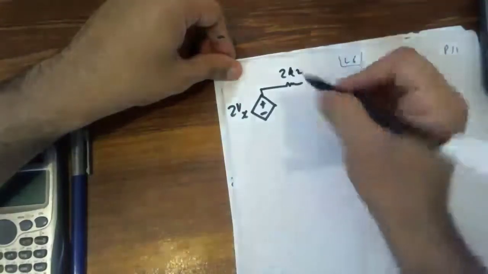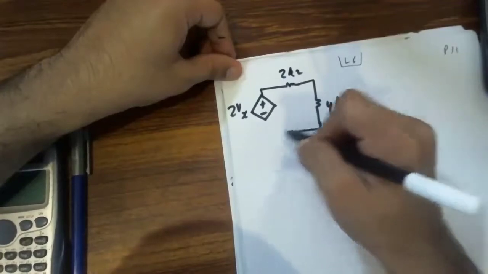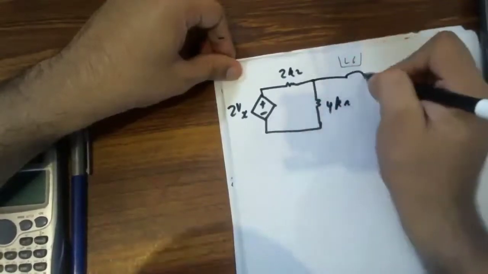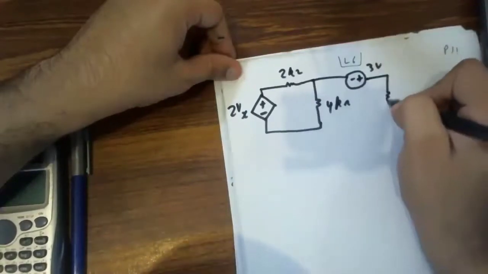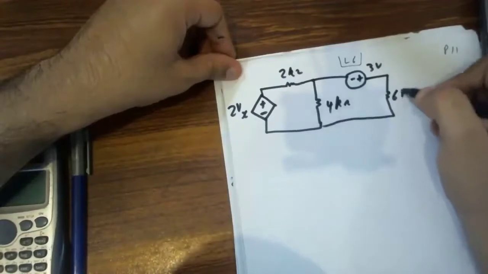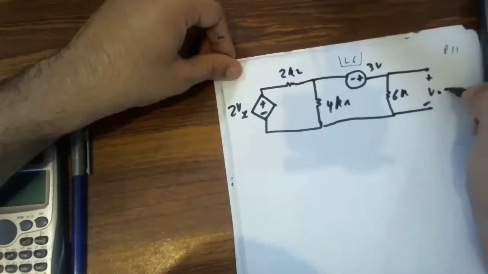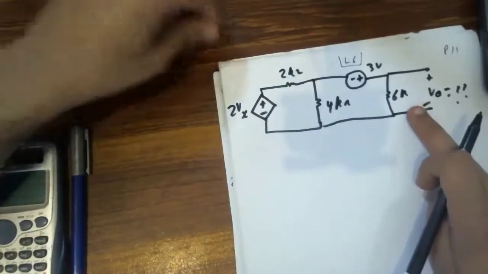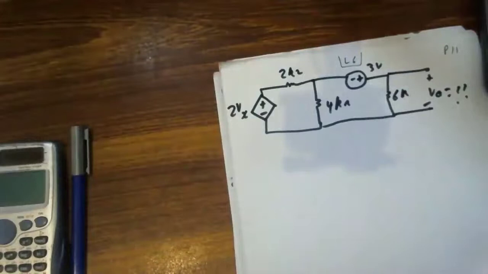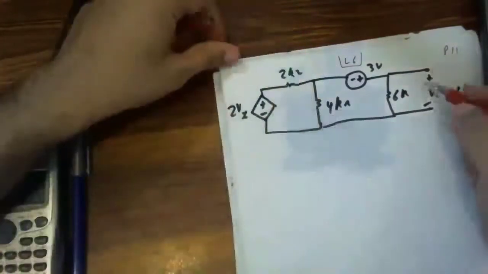We have a 2 kilo ohm resistor. We have another 4 kilo ohm resistor. We have a 3 volts voltage source. And we have a 6 kilo ohm resistor. And we have to find out the output voltage by performing the mesh analysis. Now this V0 is the voltage across this 6 kilo ohm resistor. And we have to find out the value of this V0 by using mesh analysis.